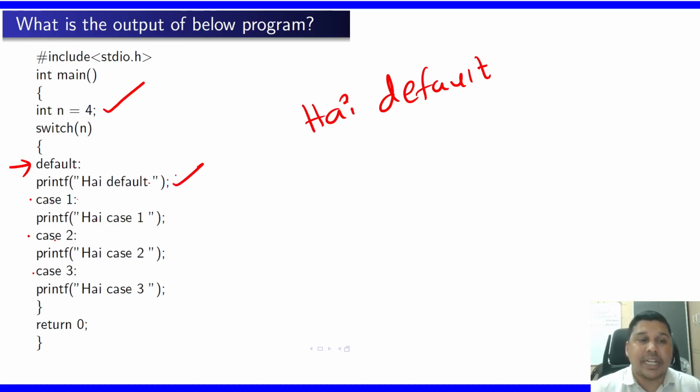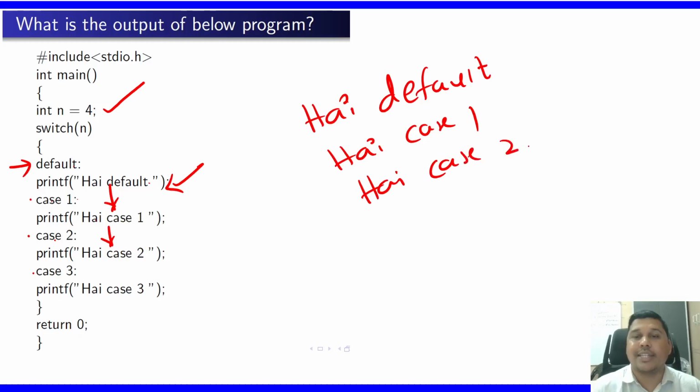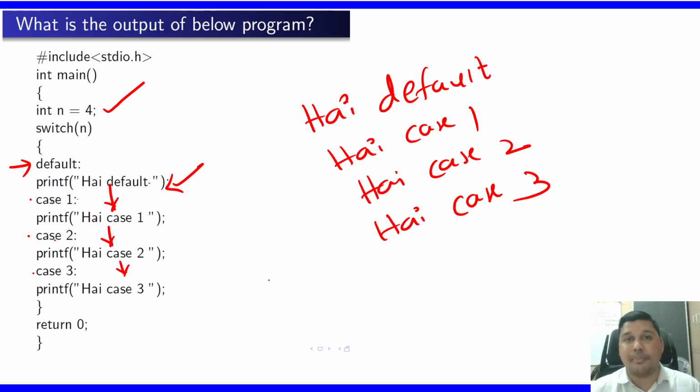After printing this statement, since there is no break statement, the compiler will come to the next one. It will print "hi case 1". Again here there is no break. It will print "hi case 2". Again there is no break here. It will go to the final one, "hi case 3". It executes in this format until either it encounters a break statement or it reaches the end of the switch case.